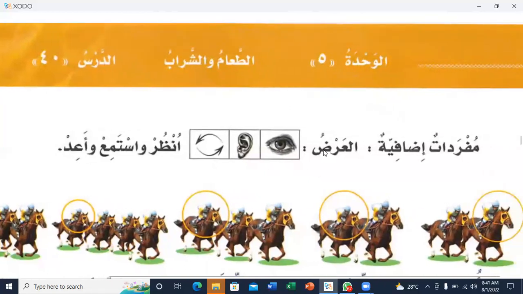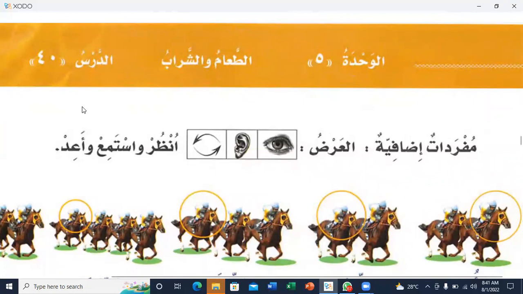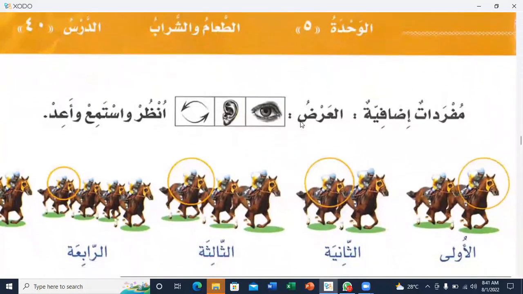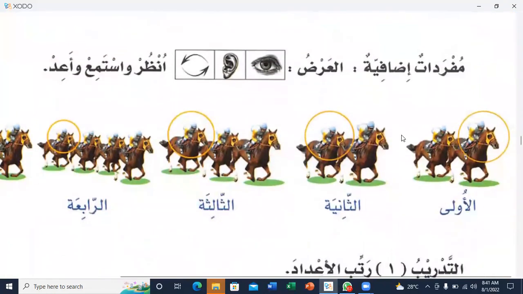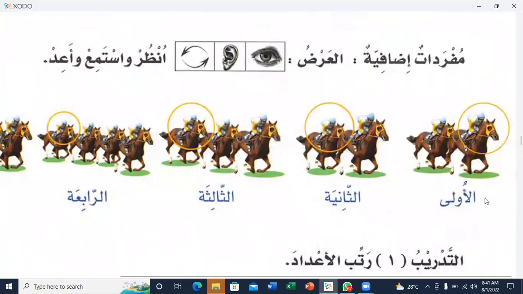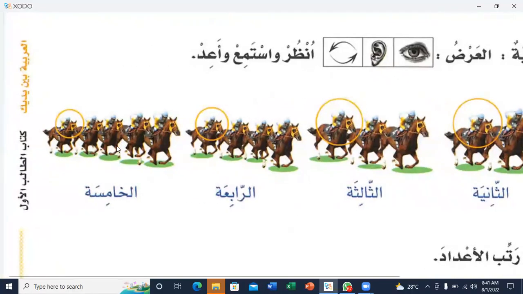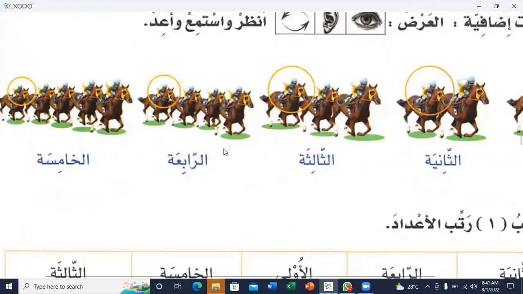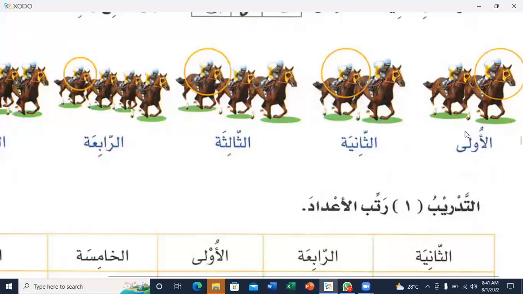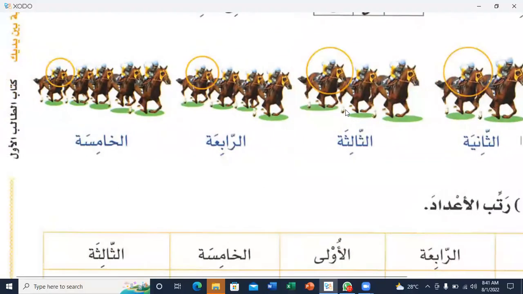Okay. Next chapter is Ad-Darsu Rabi Arbaun. That means lesson number 40. Al-Ula means first. Al-Thaniya, second. Al-Thalisa, third. Al-Rabi'a, fourth. And Al-Khamisa, fifth. Got it? Yes. Okay.